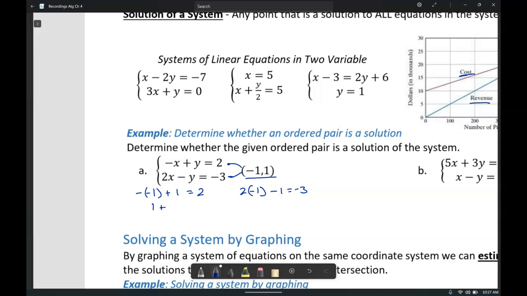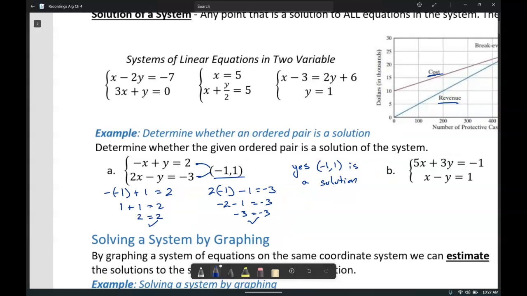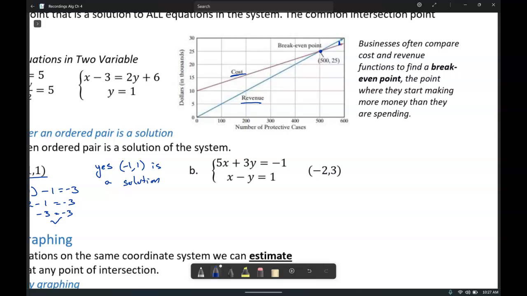So when we simplify the left equation, we see that we have a true statement. When we simplify the right equation, we see we have a true statement, meaning that, yes, the point (-1, 1) is a solution. And likely the only solution, but not guaranteed. We'll try it again with B.